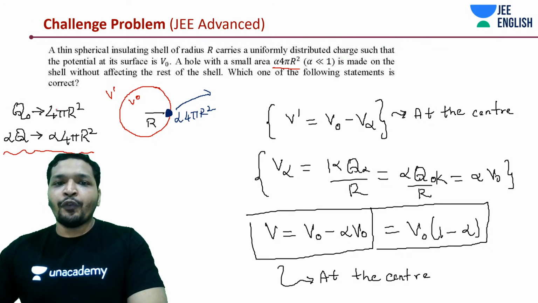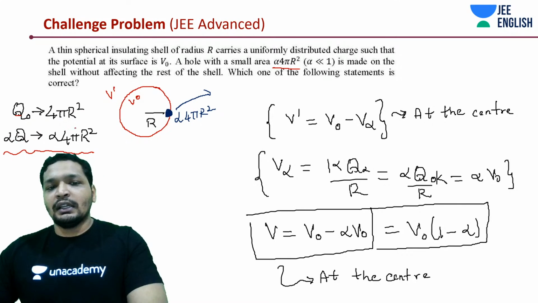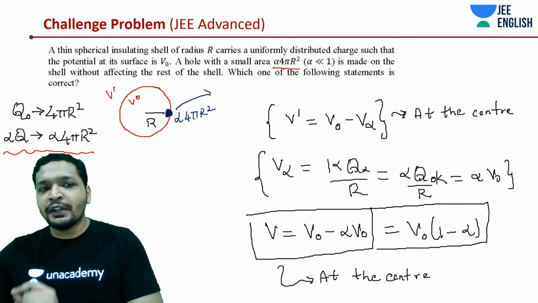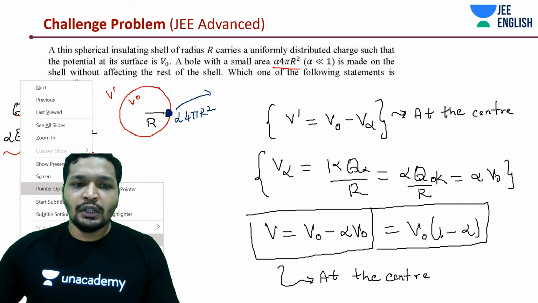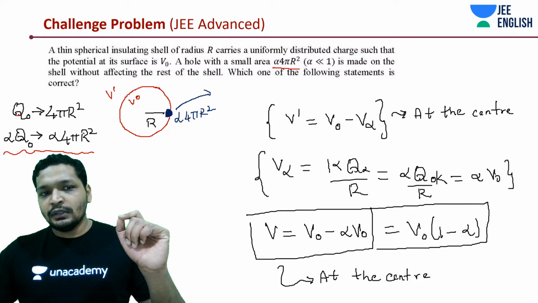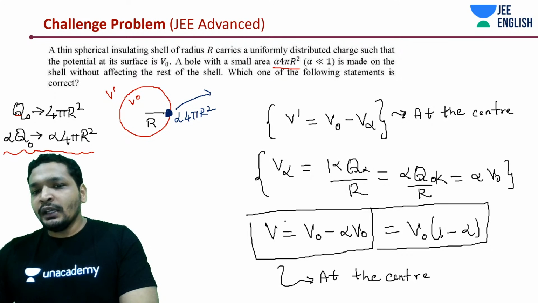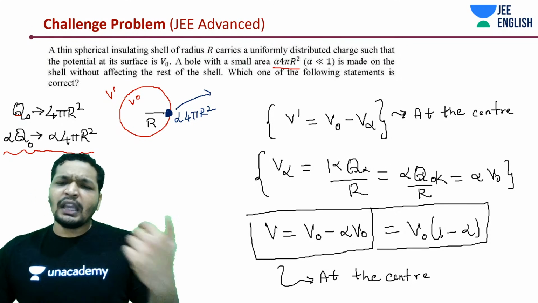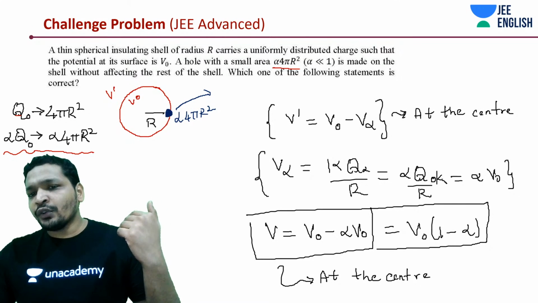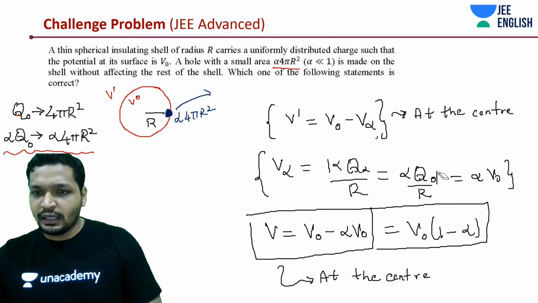If on the entire 4 pi r square, initially it was q naught, then in that small area, what would it be? Alpha into 4 pi r square, it would be alpha into q naught. All right, simple. Now at the center, what would it be? K alpha q by r. What is alpha q? Alpha into q naught into k by r. Basically, I have written the k on the other side. We can just erase this and write it.